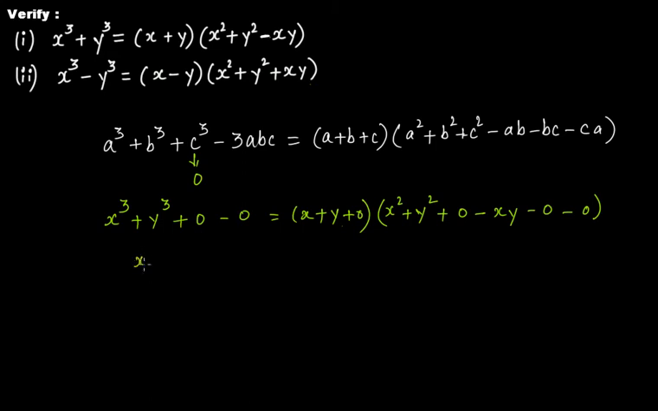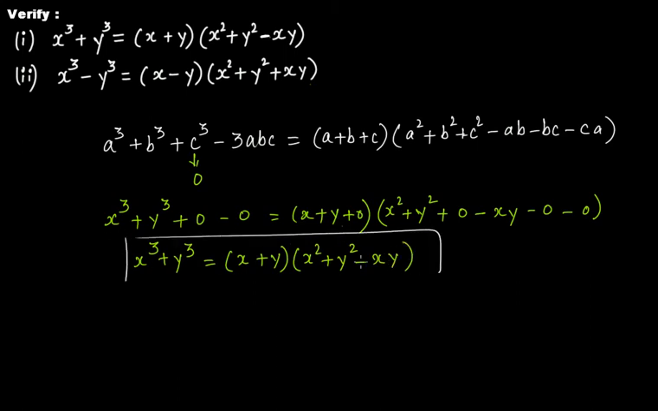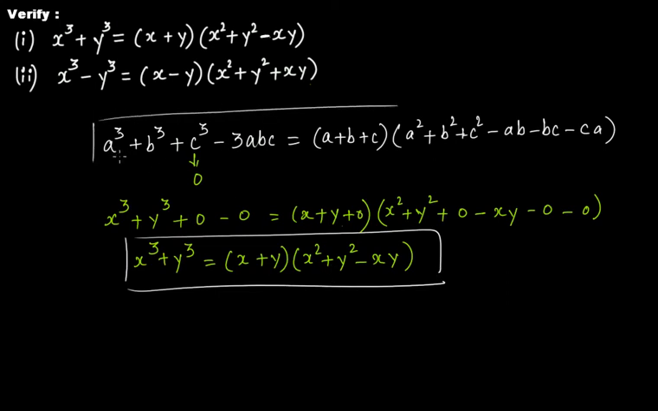So if you look at this one, it's actually x cubed plus y cubed is equal to x plus y multiplied by x squared plus y squared minus xy. It's a way to remember this one. We have learned this identity. Again, if you have remembered it like this, x cubed plus y cubed plus z cubed minus 3xyz is equal to so on and so forth, no problem.